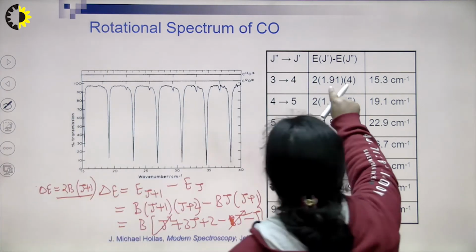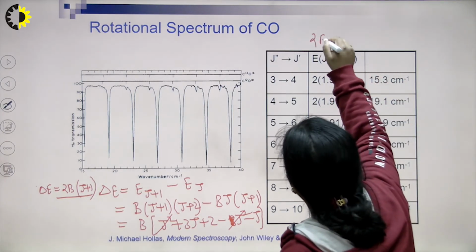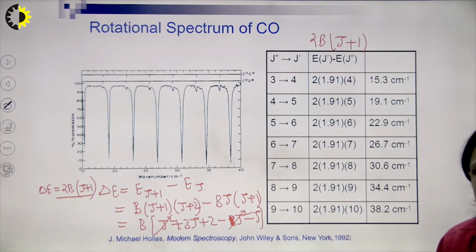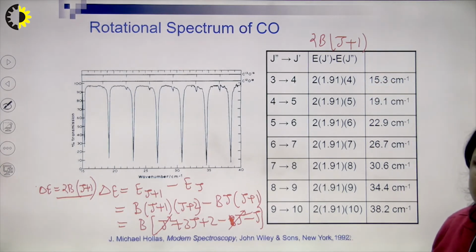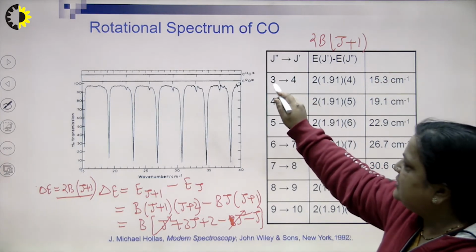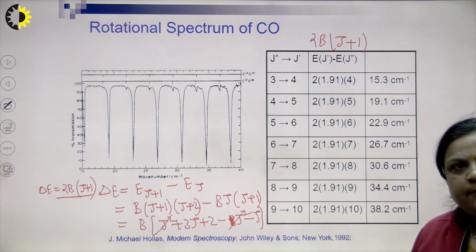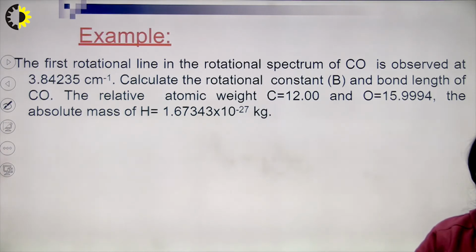Now, we use this formula, 2B (J plus 1). The energy of transition from the third to the fourth level is 2B times (J plus 1), which is 4, because J is the lower level, so this is J and this is J plus 1. So, we can find the energy of transition for various energy levels, but with the selection rule. And what is the selection rule? Delta J must be plus or minus 1.